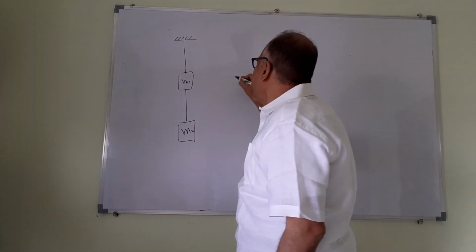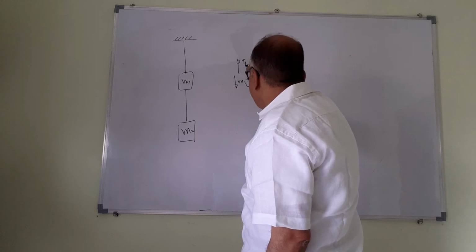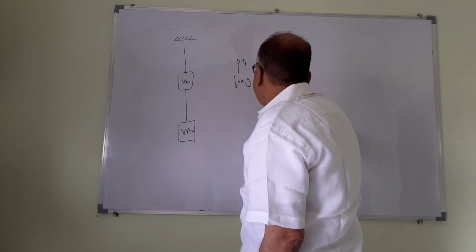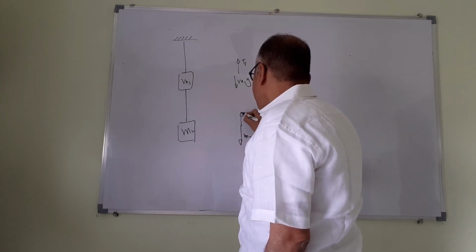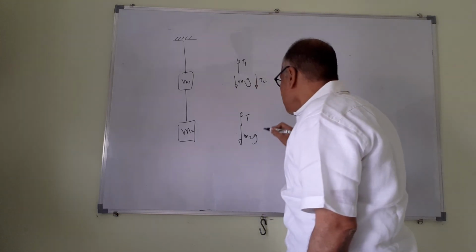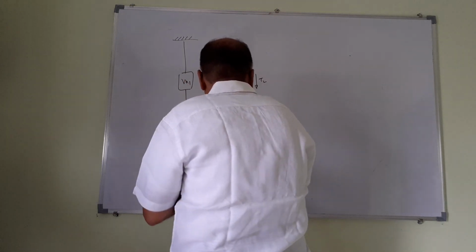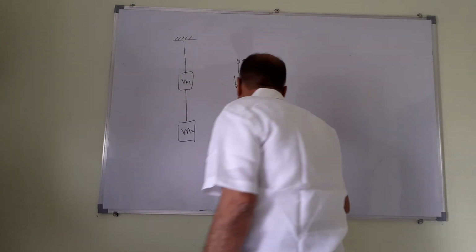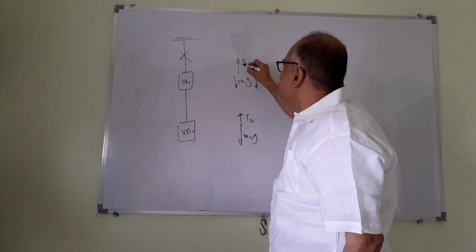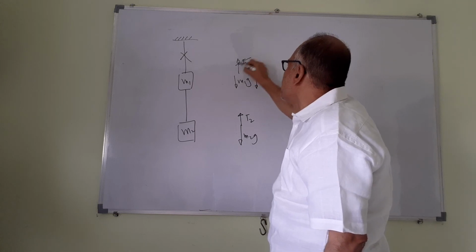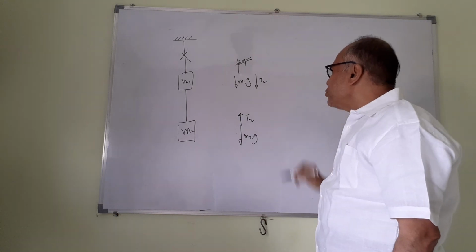Now if I draw the free body diagram, I have m1g, I have T1, and here I will have T2, the pull of this lower string. This is m2g, and this is T2. Now let us say I cut this. If I cut this, I can surely say the tension in that string is 0. Now I want to find out the acceleration.